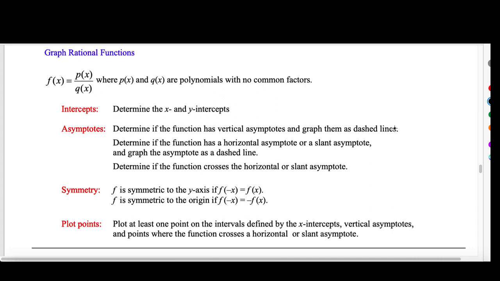And then after identifying any asymptotes, intercepts, or symmetry, you may need to plot a few additional points just to fill in some other details of the graph. A good rule of thumb here is to plot at least one point on the intervals defined by the x-intercepts, the vertical asymptotes, and points where the function crosses a horizontal or a slant asymptote. So let's go through a few examples where we actually graph.